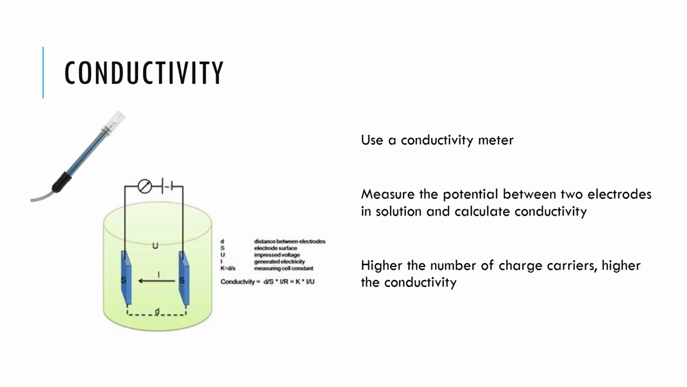You can also use conductivity as a method of working out the critical micelle concentration. You use a conductivity meter here, and the conductivity meter measures the potential between two electrodes, and it calculates the conductivity of that solution, and that's based on the number of charge carriers in solution. So the higher the number of charge carriers, the higher the conductivity.